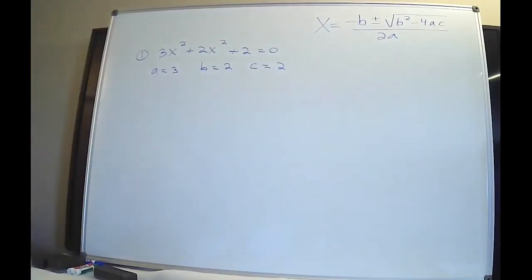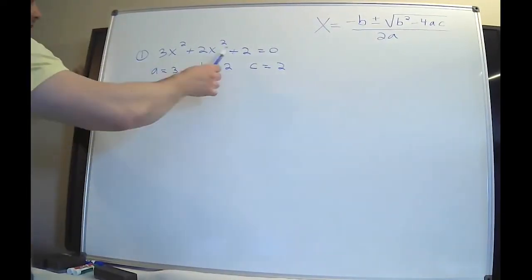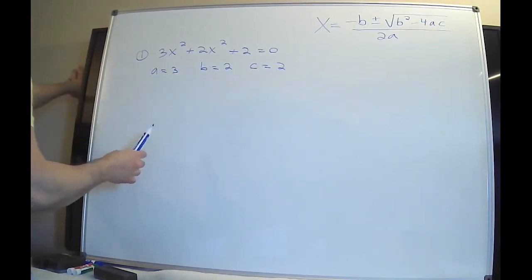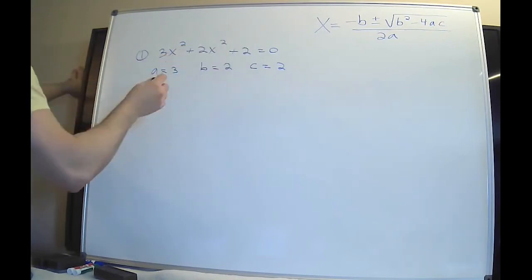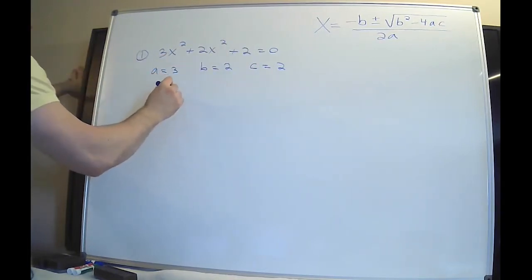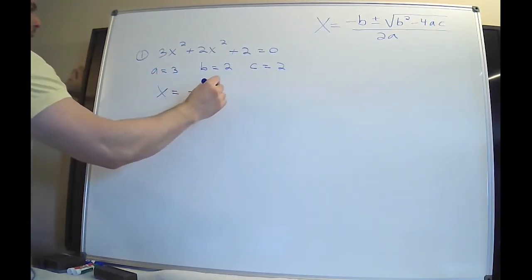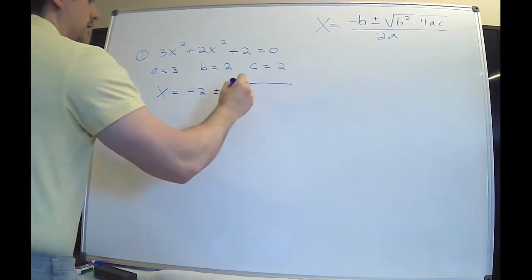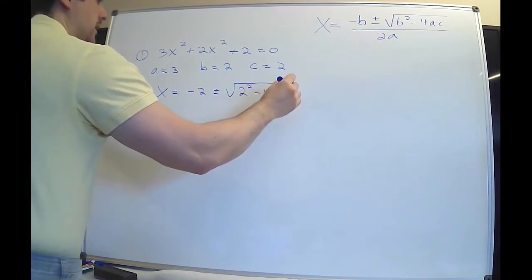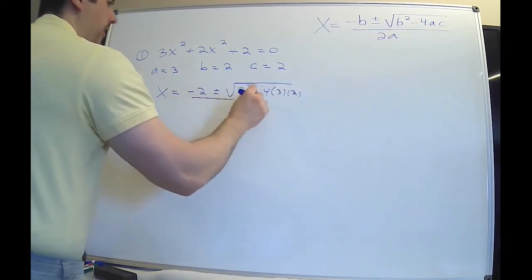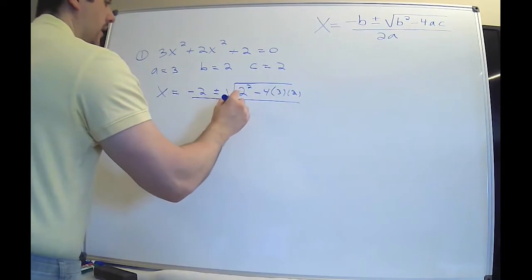Okay, quadratic formula, problem 1. I already took the liberty of setting it equal to 0 and picking off the A, B, C. Make sure it's equal to 0 or you're going to have your signs wrong. Now again, just plug in negative b plus and minus b squared minus 4ac, that whole thing over double A.